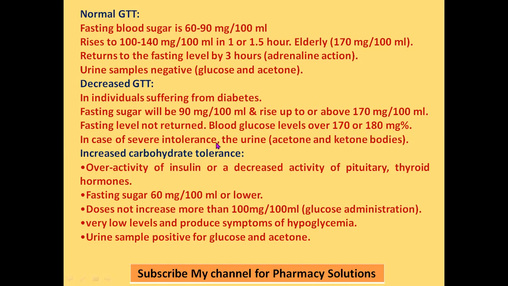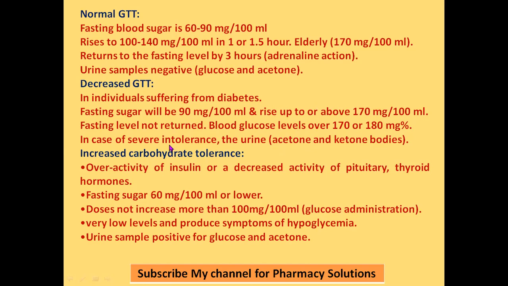In case of severe intolerance, in severe diabetes, in the urine you will see the presence of ketone bodies: acetone, acetoacetic acid, and beta hydroxybutyric acid. Acetone is seen as a smell in the breath. The other two ketone bodies, acetoacetic acid and beta hydroxybutyrate, are seen in the urine. These are the three ketone bodies. Acetone smell is seen in the breath.